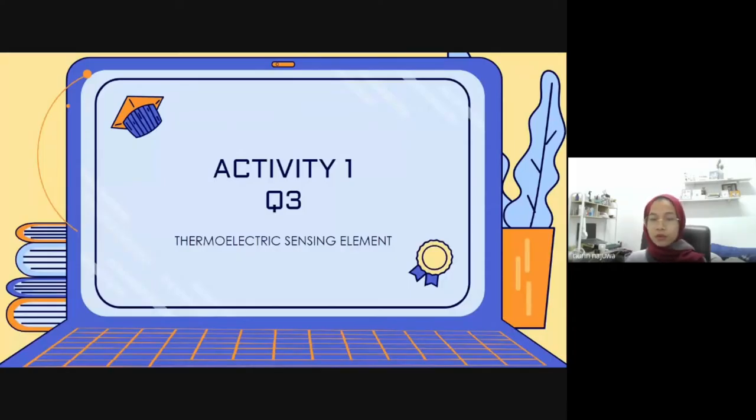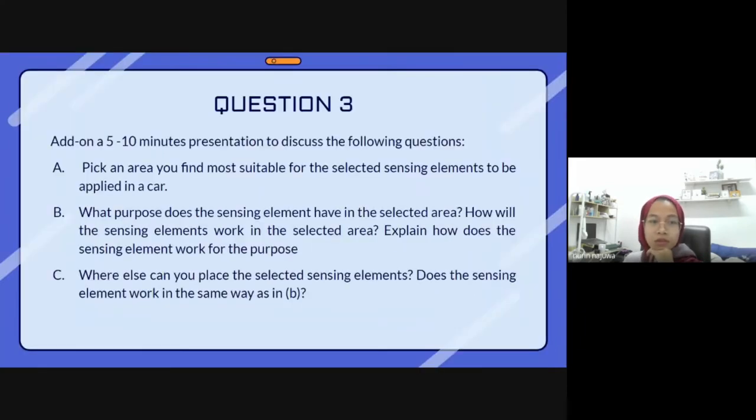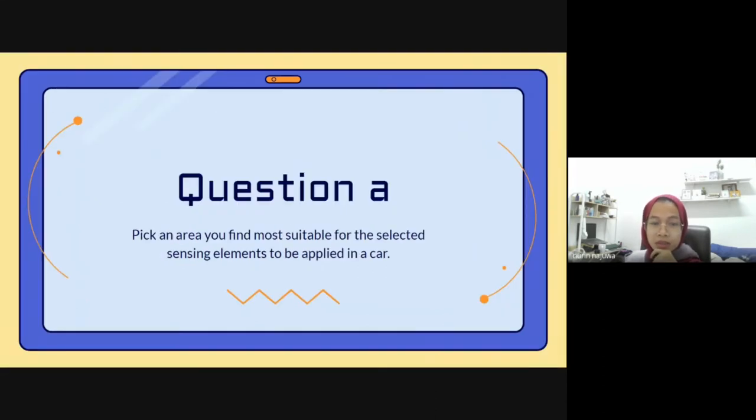So, let's start. Thank you, Firdaus. So I'll be presenting this slide now. For our activity, question 3, we choose the thermoelectric sensing element as another sensor that can be applied in a car. As Firdaus stated before, we have already discussed this question. And then for question A, Insyirah will take over.